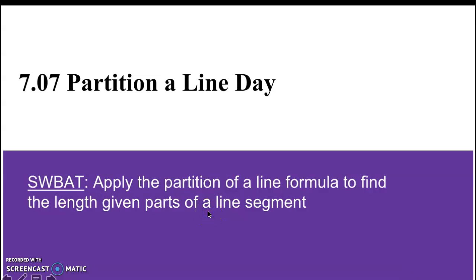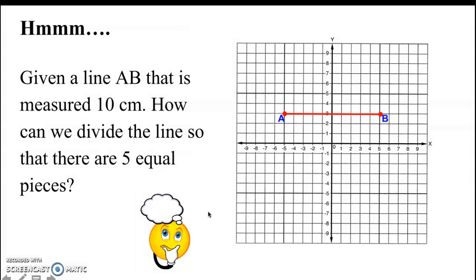Now let's take a look at some key information. If I tell you this line AB measures 10 centimeters and I ask you to divide it into 5 equal pieces, most of you will be able to tell me, okay, we should just be able to divide it and each piece would be 2. I'll be able to draw 5 lines where each of this will get 5 pieces. 1, 2, 3, 4, and 5, and each piece will be 2.